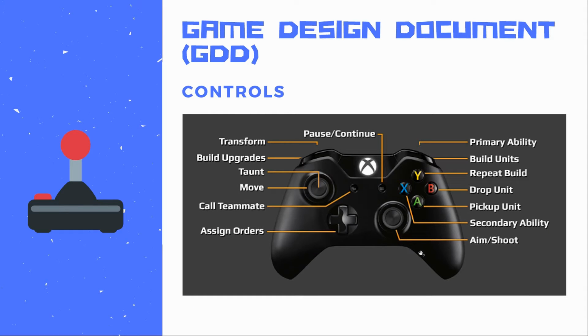So this is a small example of how buttons are mapped out. We have the A for pick up, we have the X for second ability. Try to stick to these controls as much as possible.